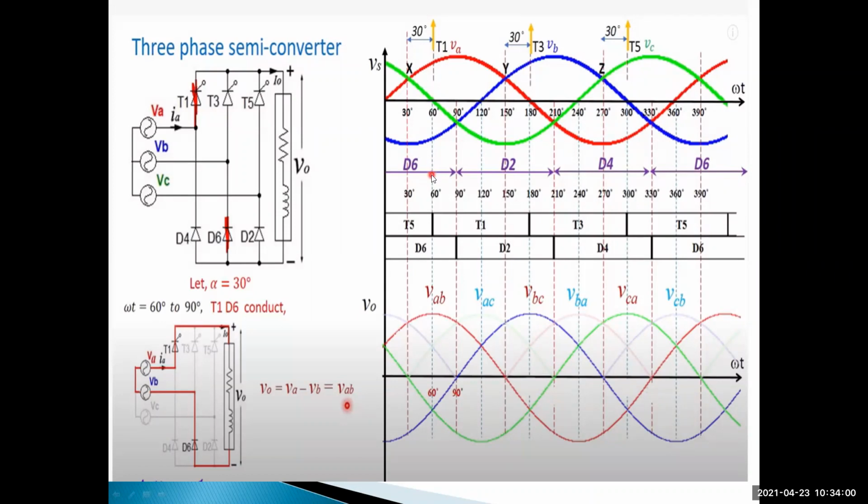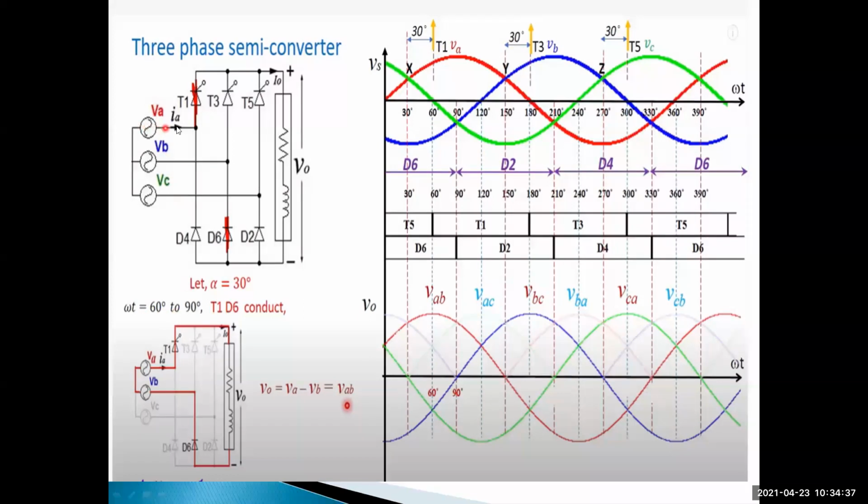In the region omega t equal to 60 to 90, diode D6 is also turned on. Thyristor T1 is triggered at omega t equal to 60 and then turned on. Diode D6 is already forward biased because of the more negative B phase. So for 60 to 90 degrees in this region, the output voltage VAB, that is VA minus VB, will appear.